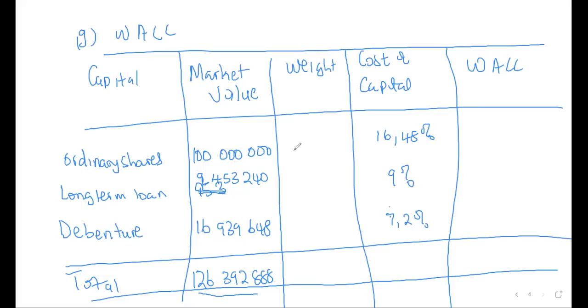So now, when you have this total, when you want to calculate the weight of ordinary shares, you say 100 over this figure. How much are we going to have there? 79%. Then here you say 9,453,240 over 126.